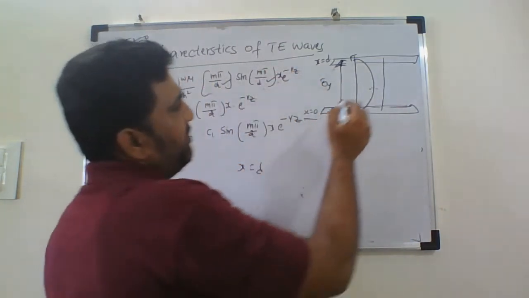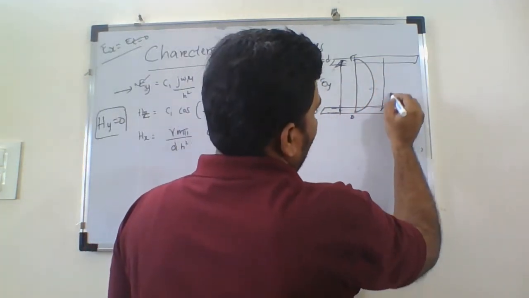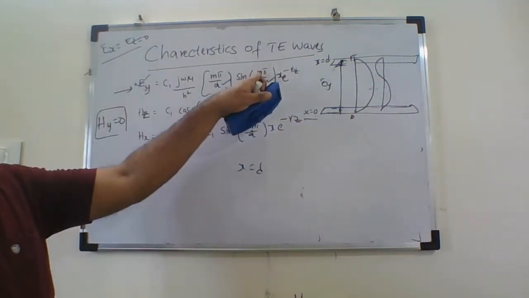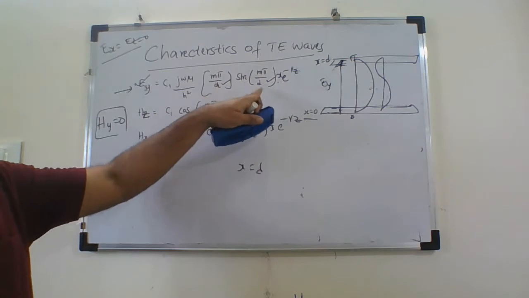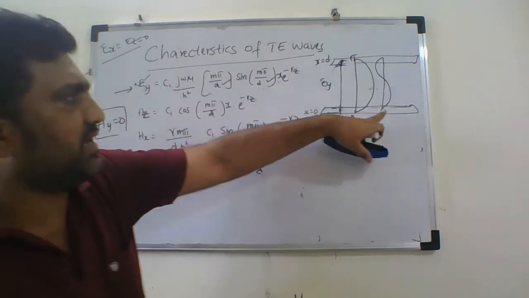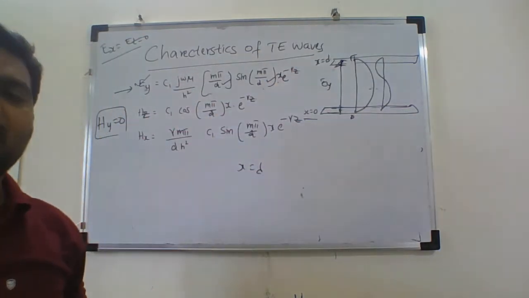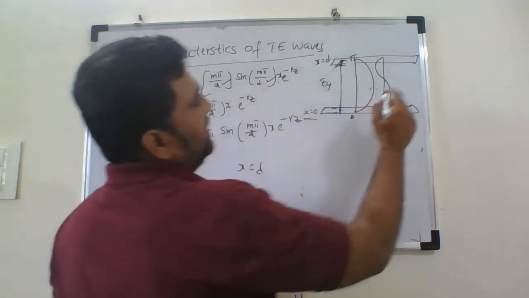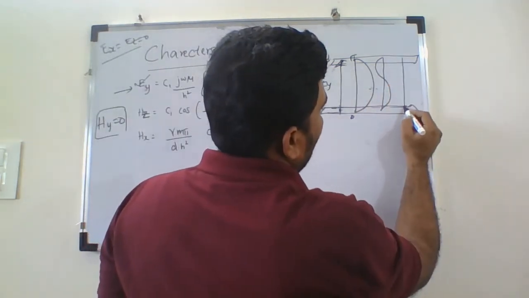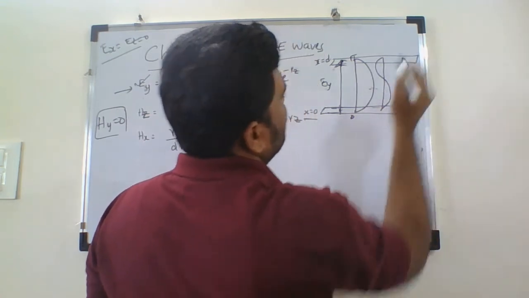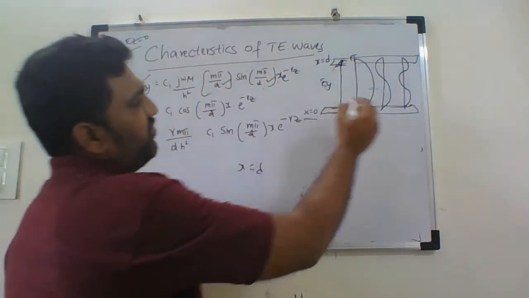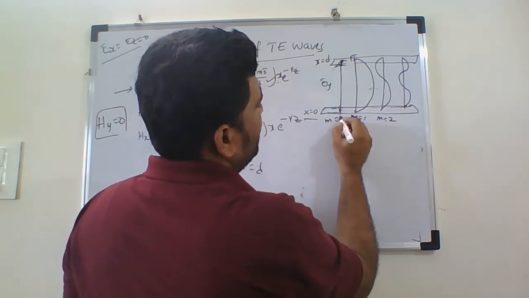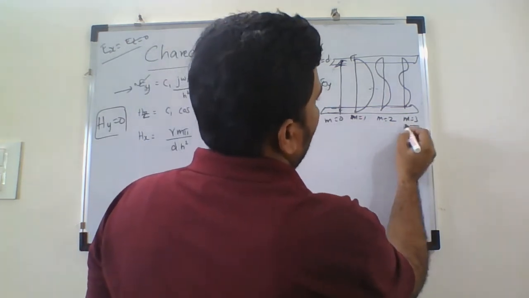Now, if m is equal to 2, m is an integer, then I will get a variation of 2 pi radians, so 0 to 2 pi variation. So I will get two half cycles inside my waveguide for the Ey. If m is equal to 3, then I will get three half cycle variations like this. So this is for m equal to 2, this is m equal to 1, this is m equal to 0, and this is m equal to 3.